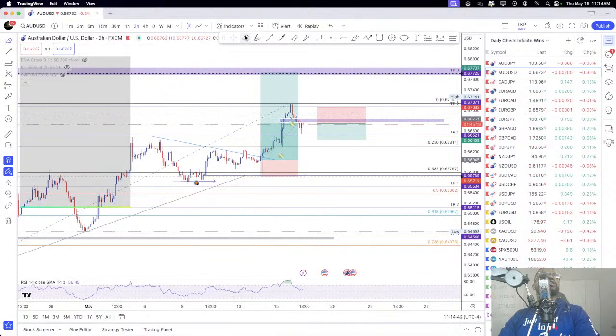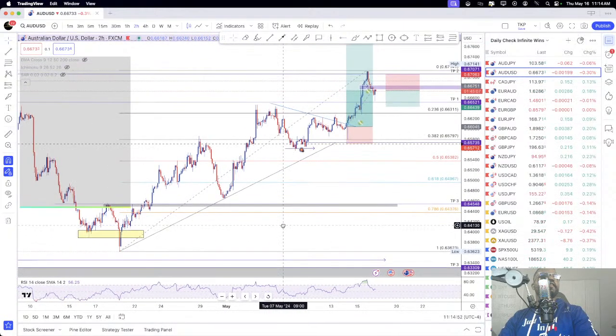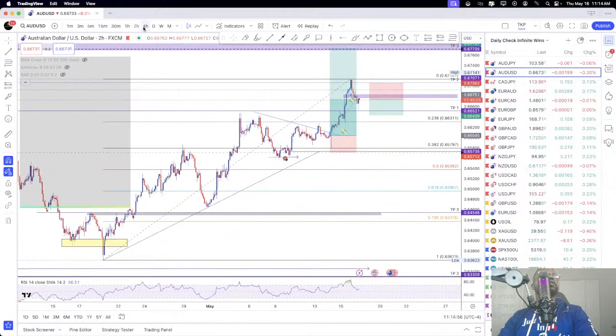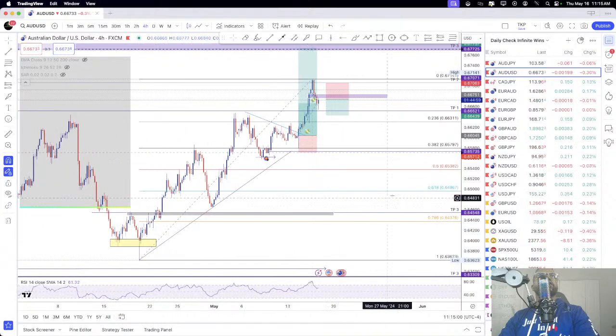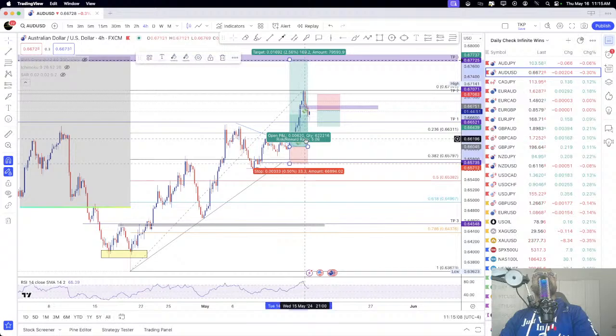Let me get rid of these TPs for now. Okay, so I'm looking for anything that falls on either the 786, the 618, or the 382 that could give me a sign that price could possibly pull back to that area.